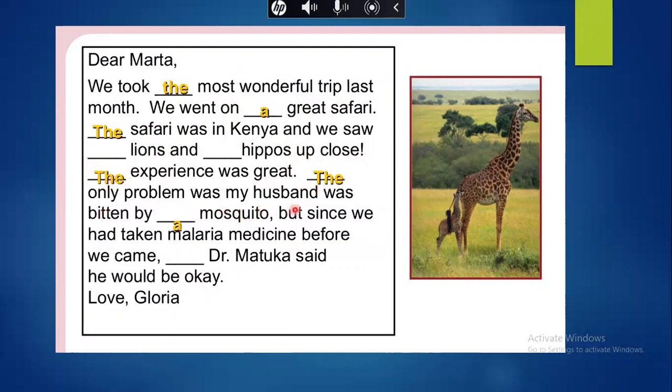The only problem was my husband was bitten by a mosquito, but since we had taken malaria medicines before we came, Dr. Matuka said he would be okay. Now you don't need to put anything here. Love, Gloria.